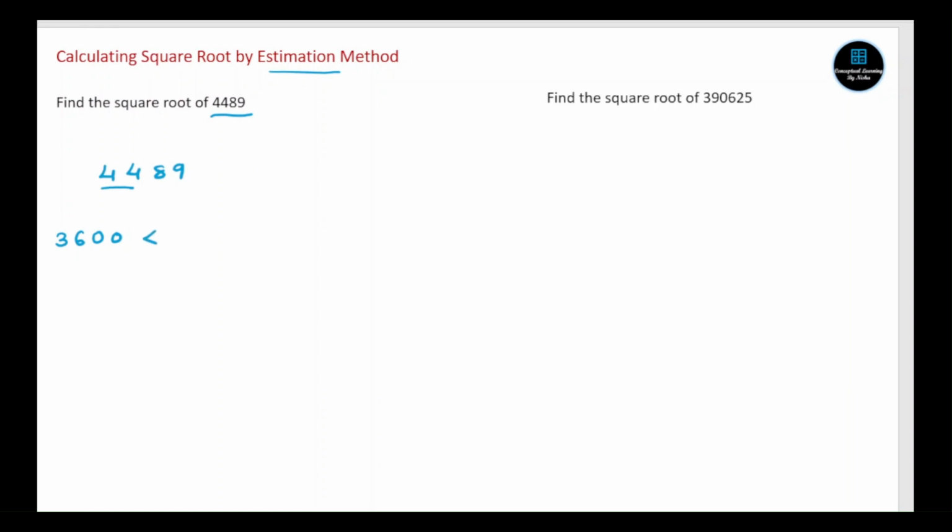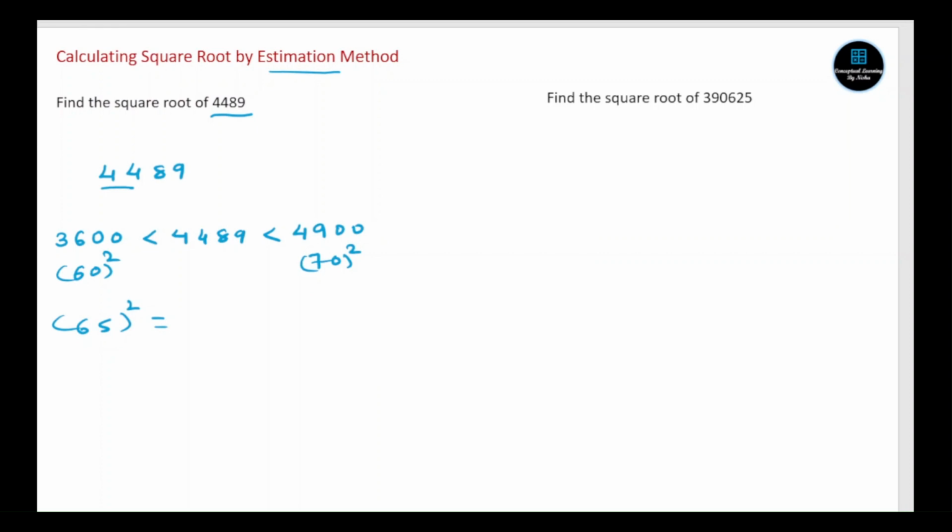Now this is less than 4489, and the next perfect square is 4900, because 70 squared. So this is 60 squared and 70 squared. So the square root of this number is lying between 60 and 70. Now we'll fix a value. The middle of these two numbers is 65 squared. So I'll quickly find the square of this.